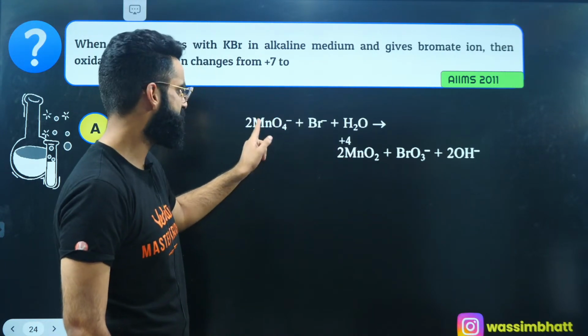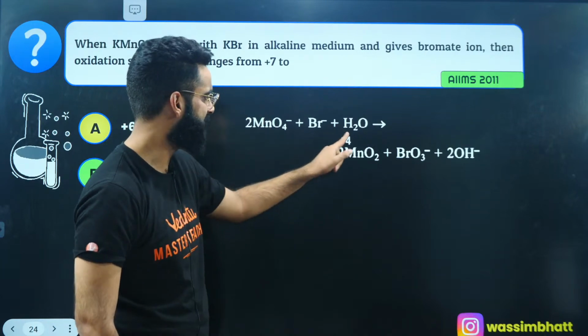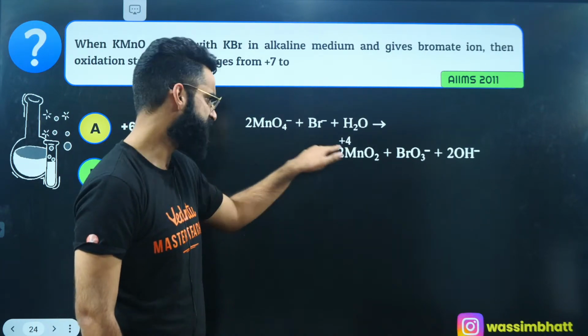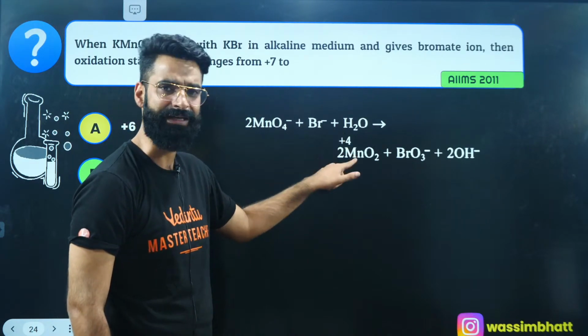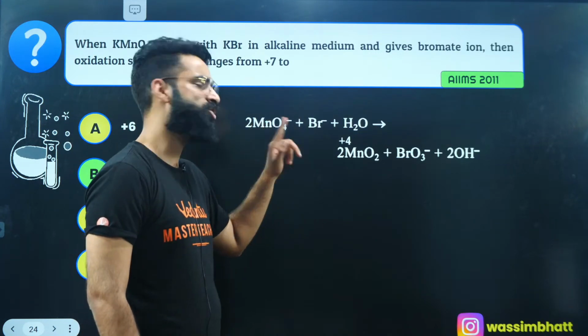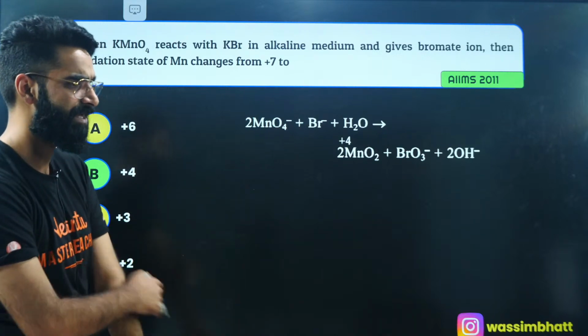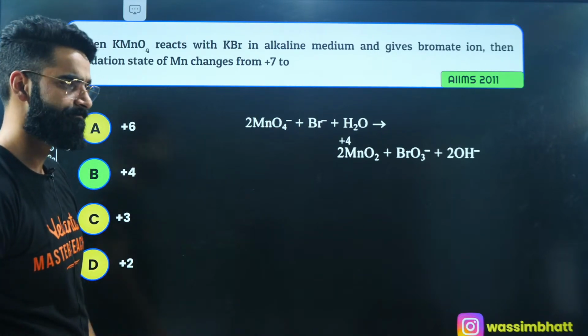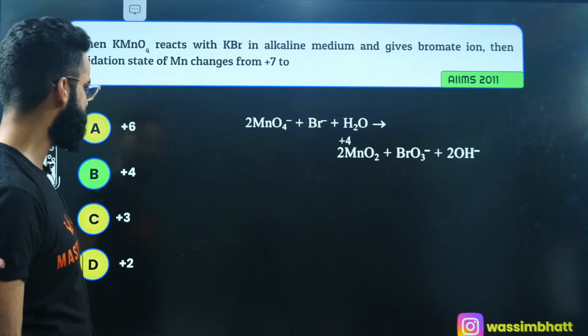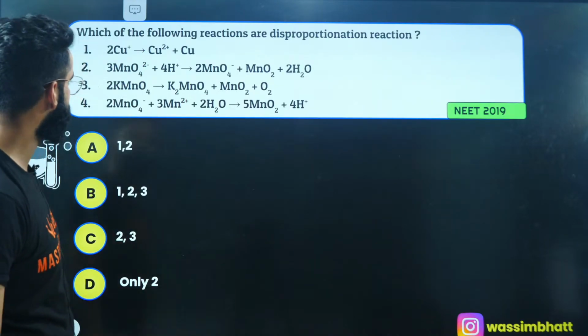Over here, the oxidation state of manganese is +7. From +7, it gets converted into +4, right? So +4 is the oxidation state of manganese in the species into which KMnO4 is getting converted in basic medium, right? As simple as that. So +4 is the oxidation state which I was supposed to calculate.